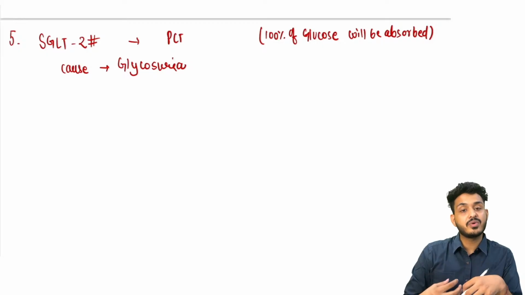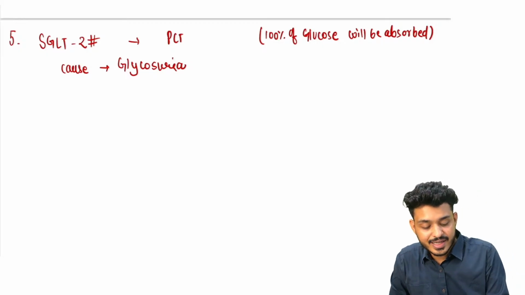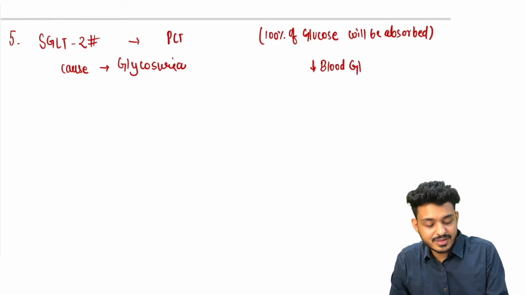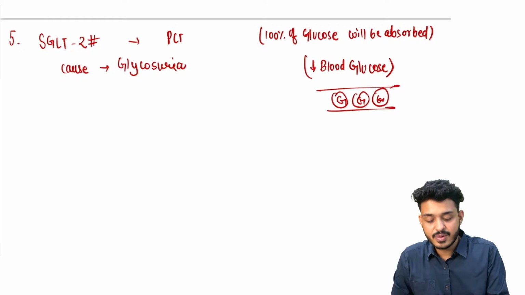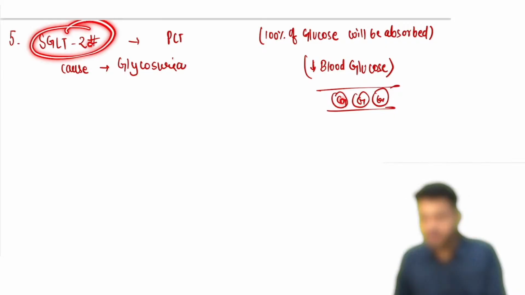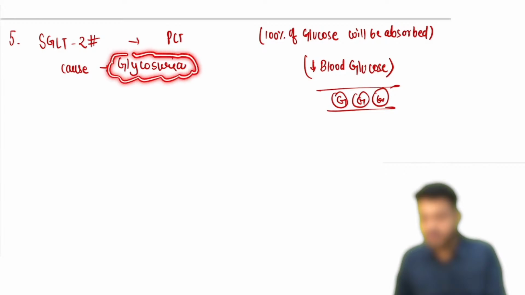My purpose is to decrease the blood glucose. What is my ultimate purpose? My ultimate purpose is to decrease the blood glucose. I don't want that glucose in my blood vessels. So I will block this pump which is reabsorbing glucose from the kidney. Now you will have this glucose going out into the urine. This is known as glycosuria.